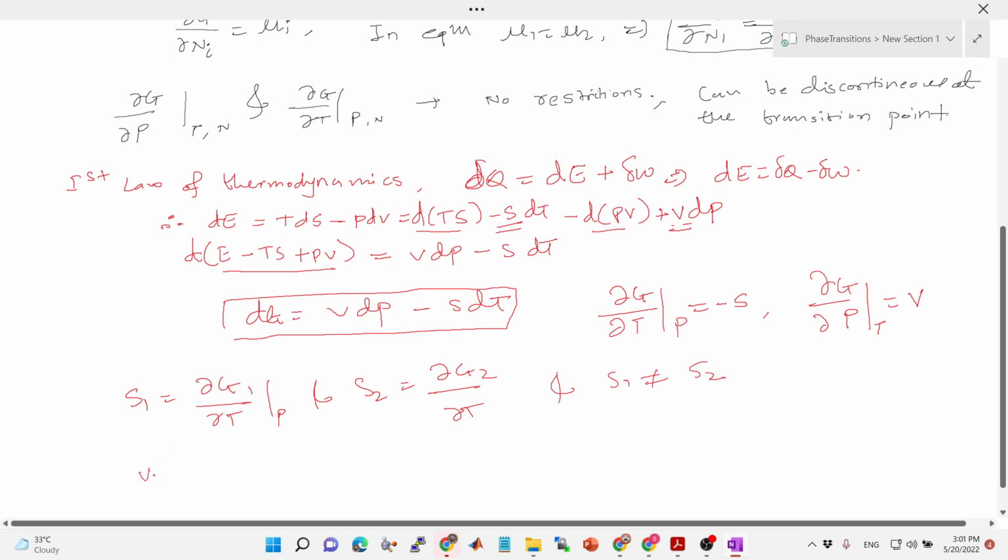same thing with V1 equal to ∂G1/∂P at constant temperature, and V2 equal to ∂G2/∂P at constant temperature again. So if V1 is not equal to V2, these two should be at the phase transition point.